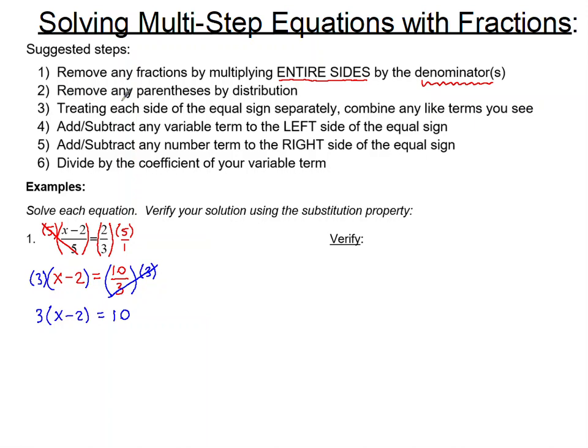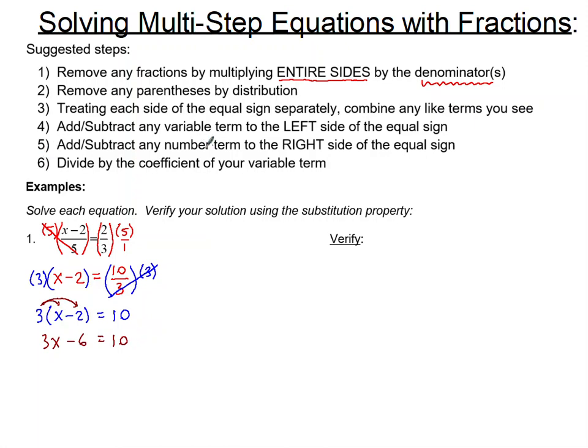Step 2, remove any parentheses by distribution. I still see a set of parentheses, so I'm going to distribute this 3 to the x and this 3 to the negative 2. 3 times x is 3x, and 3 times negative 2 is negative 6. I have my equal sign, and I have my 10. I do not have any like terms on either side. I do not have a variable term on both sides, so I can jump straight to numbers 5 and 6.